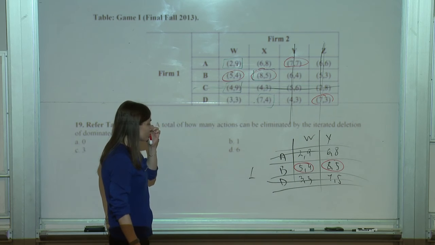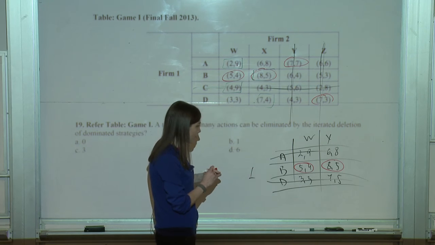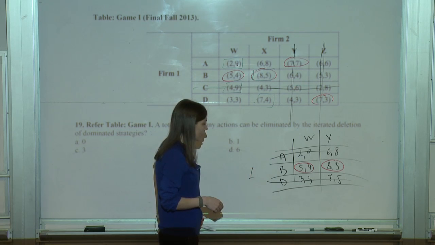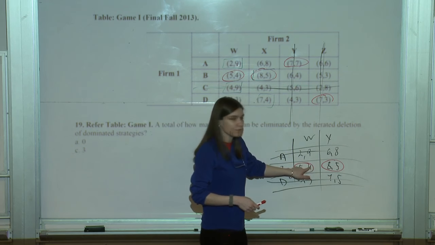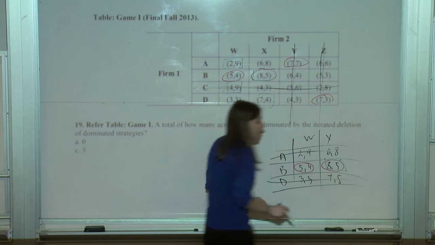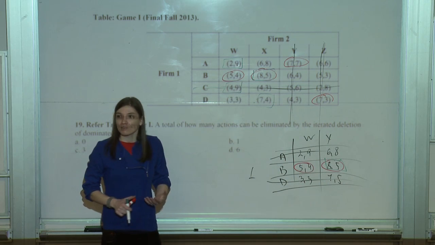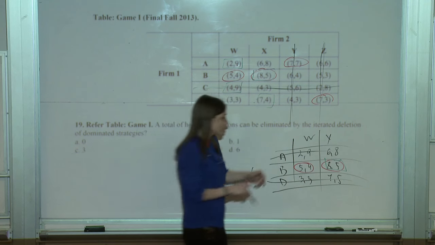The only thing that they need to consider then is what? If they were to play B, which one would they choose? Y, because it gives me 5 and this gives me 4. All right, so now is there another strategy that never gets played? W.